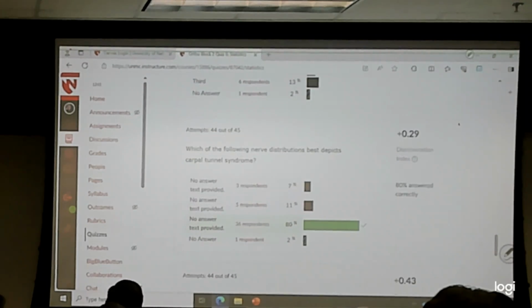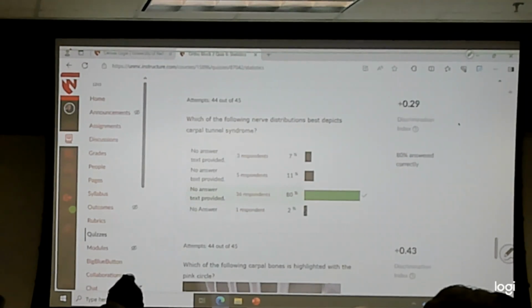I appreciate the one person who said they didn't get that. Okay. Which of the following nerve distributions best depicts carpal tunnel syndrome? So there are a bunch of pictures there with a bunch of nerve distributions. We want the one that has the palm, the thumb, index, and long finger. The other ones would be like the pinky and the ring finger, and then the other one should be the dorsal side of the hand.